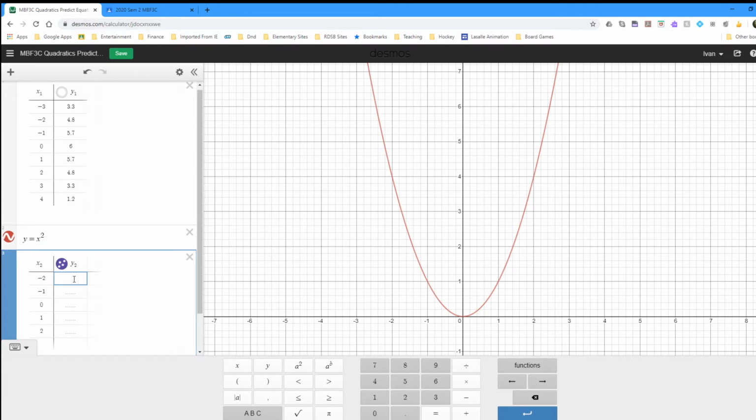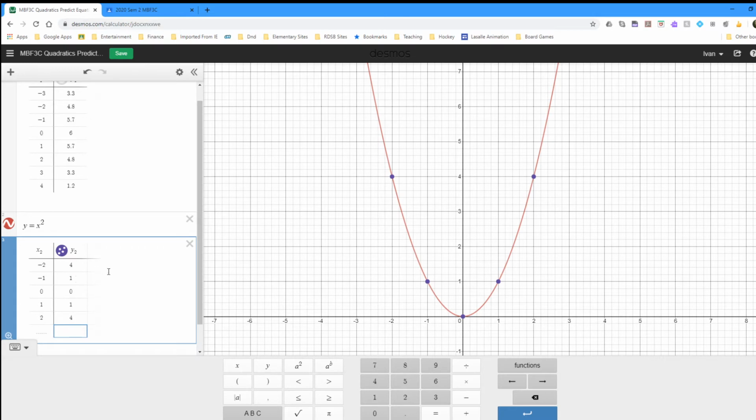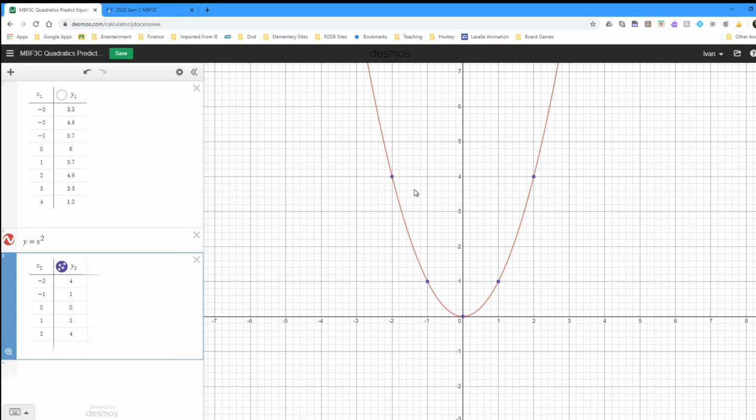And if you remember how we generate our y values for our regular parabola, y equals x squared tells us how to do that. So you take the x value and you square it. So -2 squared is 4, -1 squared is 1, 0 squared is 0, 1 squared is 1, 2 squared is 4. Okay? So that's our table of values. You can see the points that are following the parabola, right?